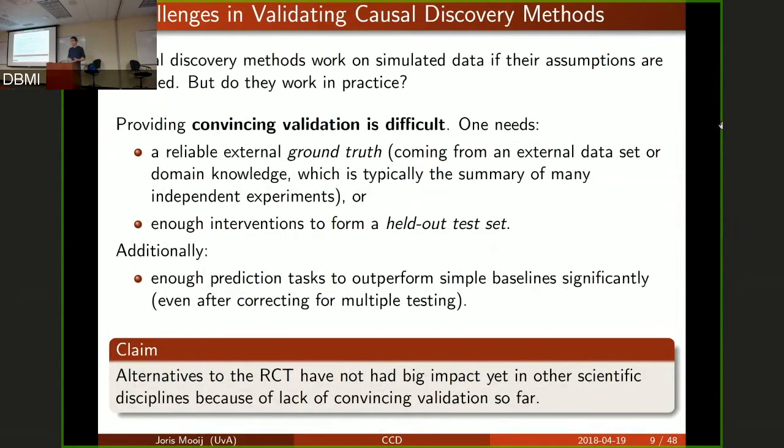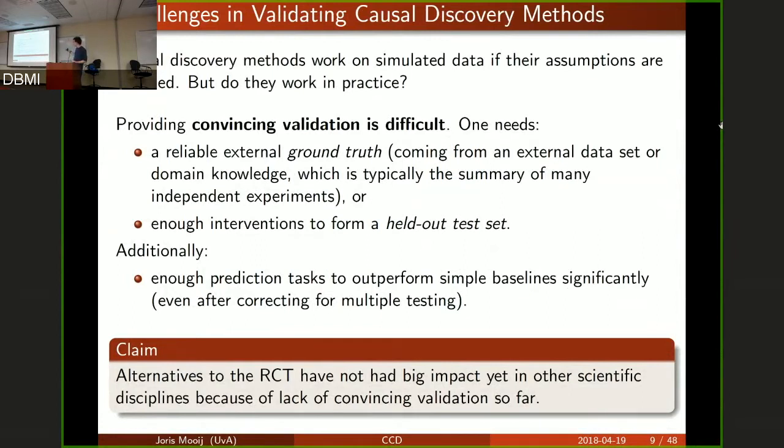Or an alternative is if you use a held out test set. For that, you need enough interventions. And in addition, you need enough prediction tasks to outperform simple baselines significantly, and even after you correct for multiple testing, as we will see.